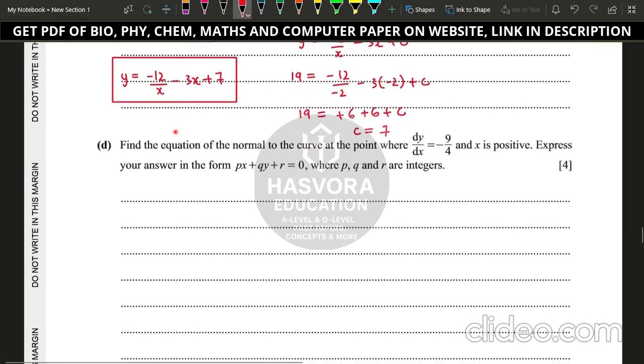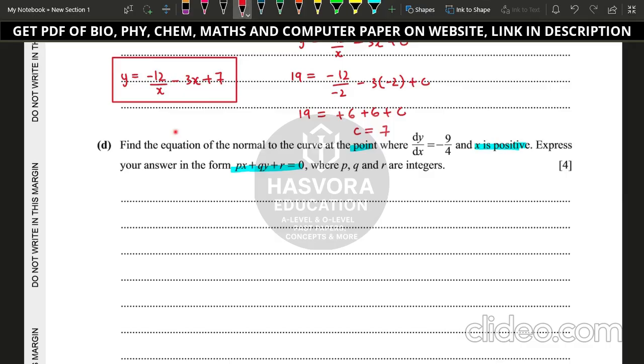Now the D part says find the equation of a normal, which is the perpendicular to the tangent to the curve, at the point where dy by dx is minus 9 by 4. Now they have also not given you that point. This means that you are going to be applying the equation of the derivative to find the point first, where x is positive. They have also told you that x is positive, because we are going to be getting plus minus. Express your answer in the form px plus qy plus r is equal to 0, where p, q, and r are integers.